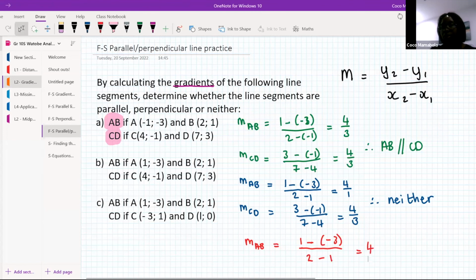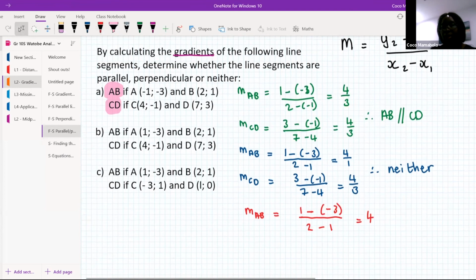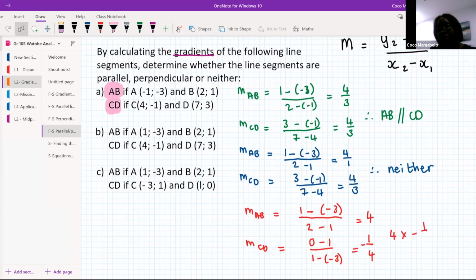Gradient of CD is equal to 0 minus 1 over 1 minus -3, which is equal to -1 over 4. 4 multiplied by -1 over 4 is equal to -1. Therefore, perpendicular. All right, thumbs up, thumbs down.